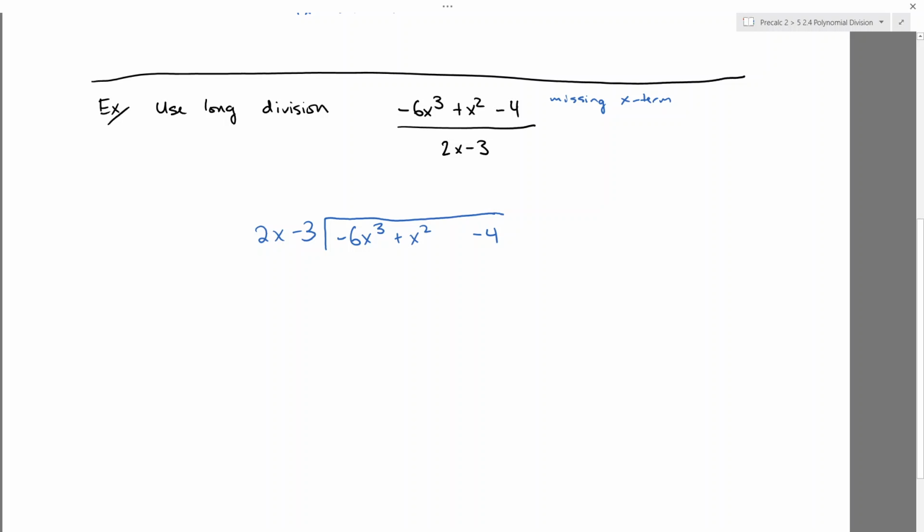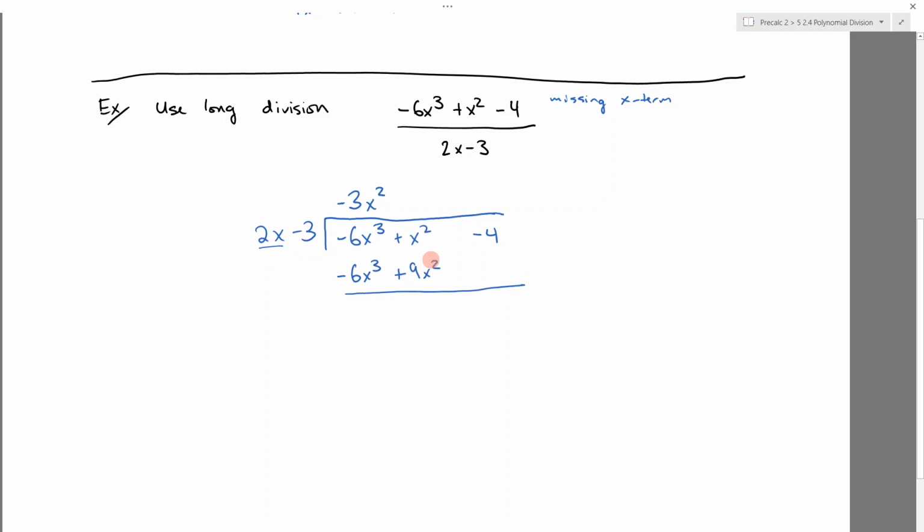Okay, so I'm focusing on the 2x. So what do I multiply by 2x to get minus 6x cubed? So I need a minus 3 times 2. And then how do I get the x to become x cubed? I need an x squared. Okay, so now you multiply. Minus 3x squared times 2x is minus 6x cubed. And then minus 3x squared times minus 3 becomes a plus 9x squared.